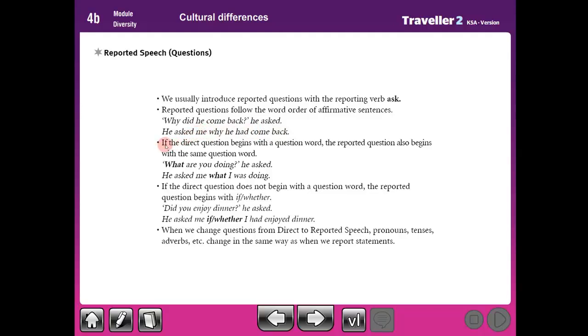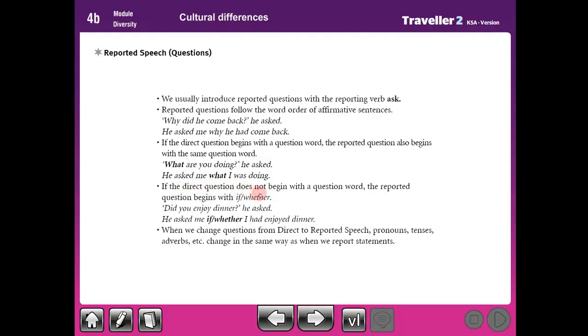Okay. If the direct question begins with a question word, the reported question also begins with the same question word. For example, what are you doing? He asked. Reported, he asked me what I was doing. The same word. What?